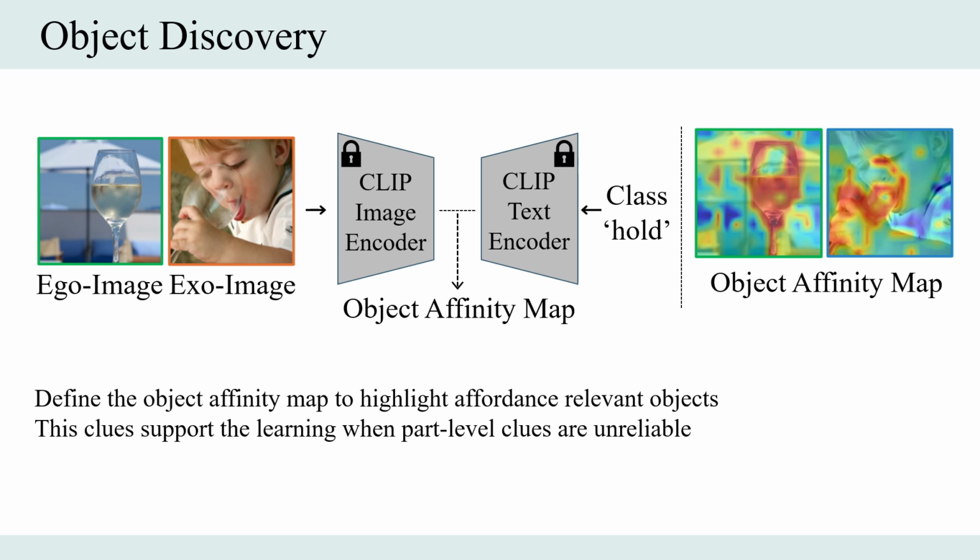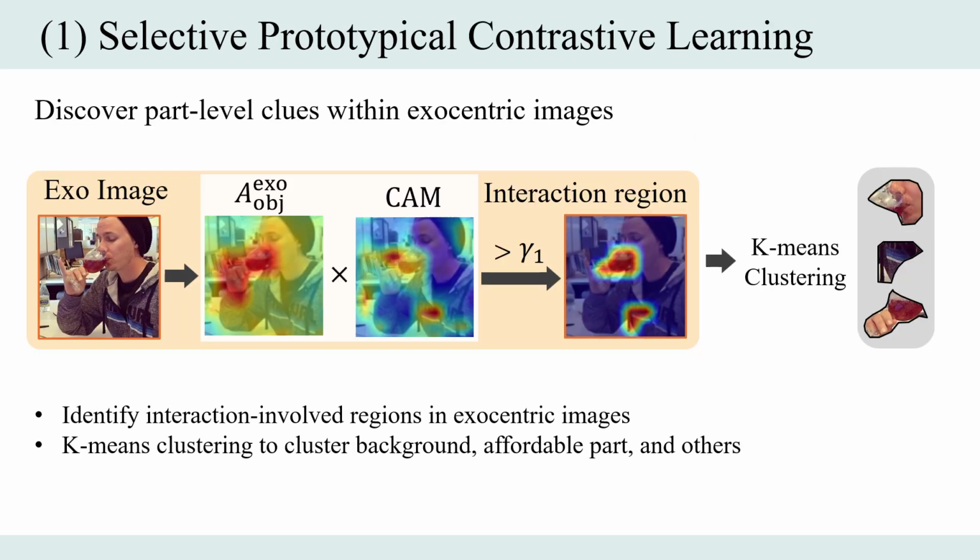To discover object and part clues from images, the first step is to identify the object. Simply put, we use the object affinity map from CLIP, which is the similarity between the visual features and the text features. With this object affinity map, we perform two contrastive learning approaches. The first one is prototypical contrastive learning, which aims to distill the knowledge from exocentric images.